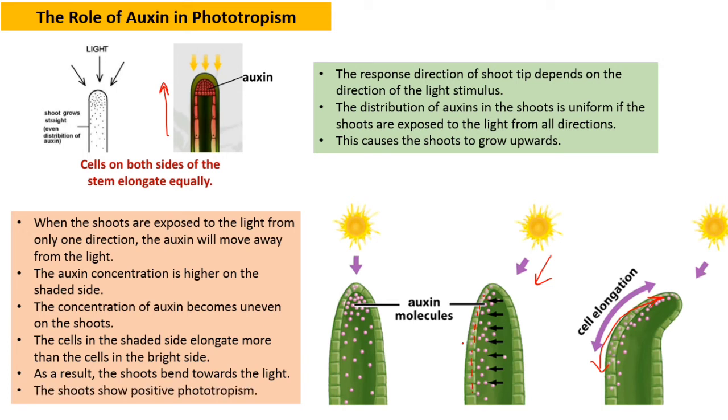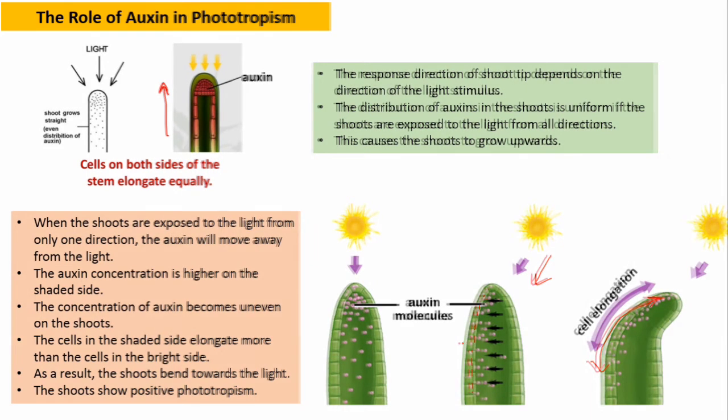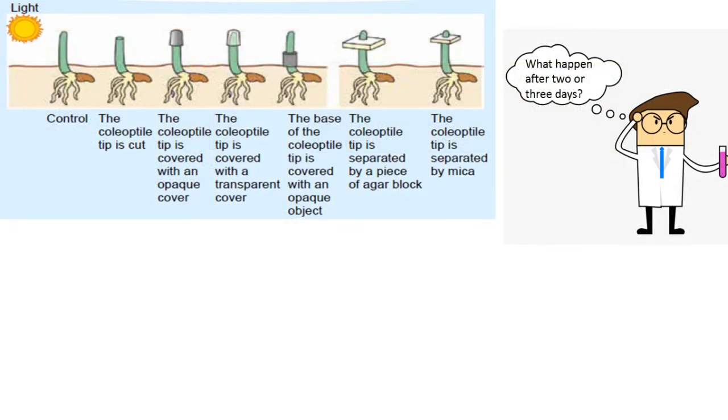So that's why the shoot shows positive phototropism. These are several experiments to show the effect of auxin on phototropism. What happened after 2 or 3 days? This experiment is the control. In this experiment, the coleoptile tip is cut.